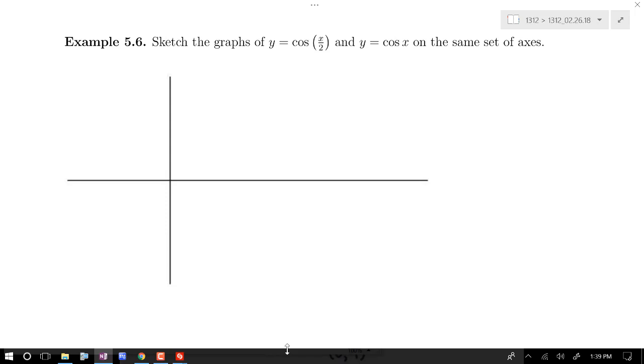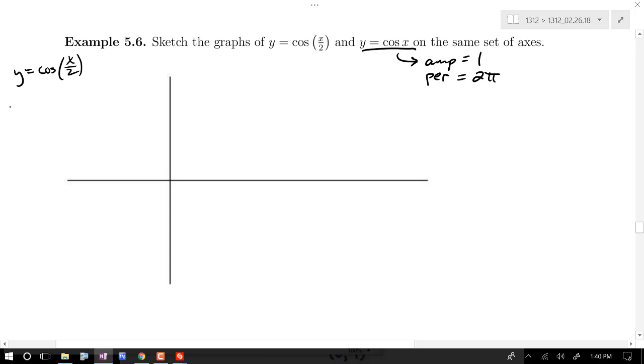We're going to sketch a couple cosine graphs. One of them is just the regular old y equals cosine x. So we know that this one has an amplitude of what? 1. And what's its period? Two pi. Yep. And then for y equals cosine x over 2, what's its amplitude? Still 1. And its period, now we have to be careful.